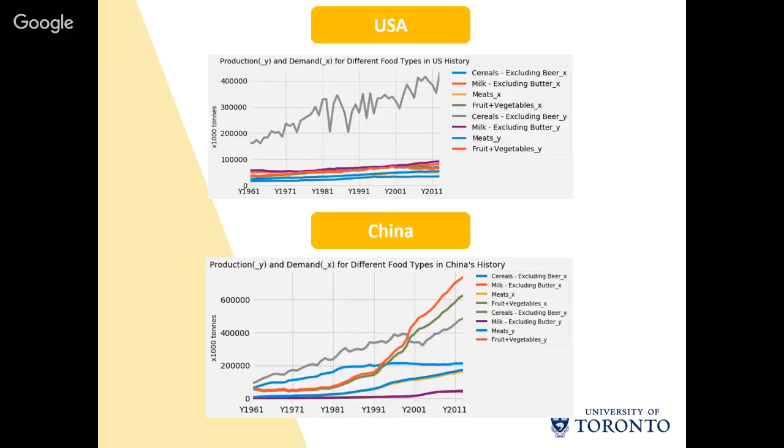As can be seen in the two graphs, the demands labeled with suffix X are all met in the US. Only the cereal production is in surplus. However, in a fast-growing country such as China, the demand for dairy and vitamins is rising drastically because people are more conscious of nutrition balance, but the supply is not keeping up.